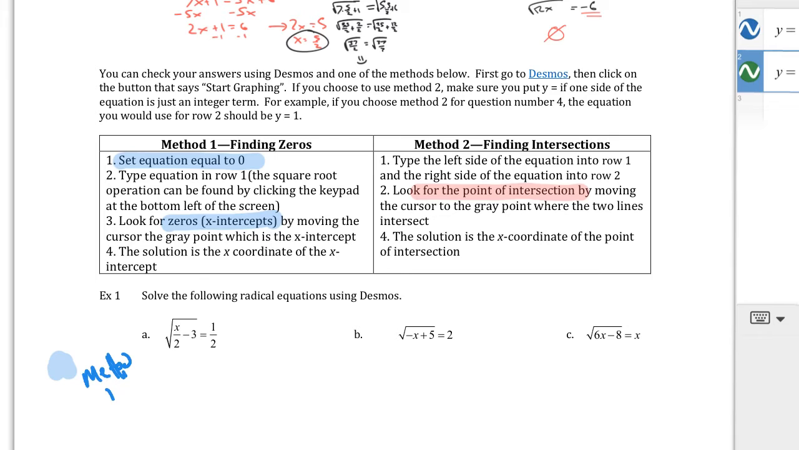Okay, so method 1 says set the equation equal to 0. So I'm going to go square root of x over 2 minus 3, subtract a half equals 0. I minused a half from both sides. And then we're going to type the equation in row 1, except when we do that, we don't put the equals 0, we do y equals.